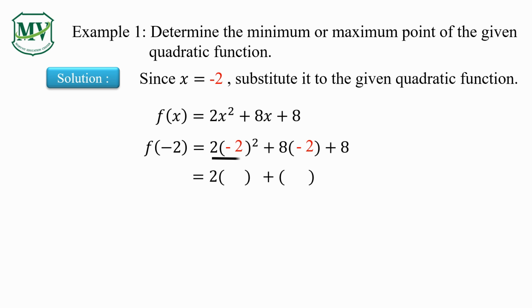-2 squared is equal to 4. 8 times -2 is -16, and just copy +8. 2 times 4 is equal to 8. Positive times -16 is equal to -16, and just copy +8. 8 minus 16 plus 8 is equal to 0.